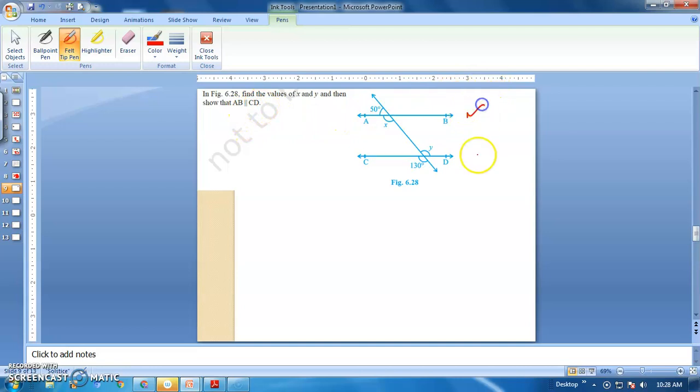So these two lines are given and this is a transversal, but AB is not parallel to CD given, but we have to show that they are parallel. How can we show that? Listen here. So here 50, okay, this is a straight line. This is 50, so what about this one?